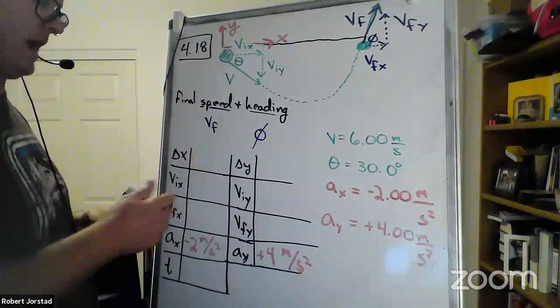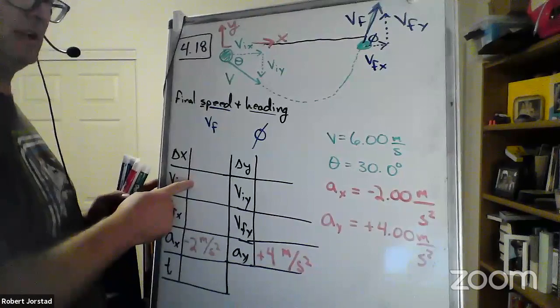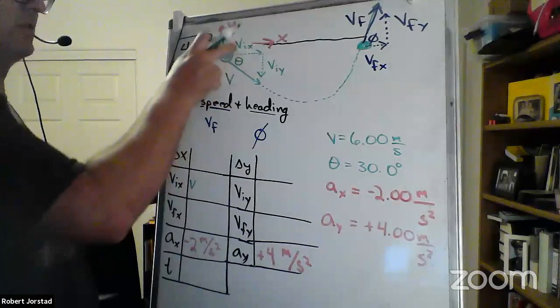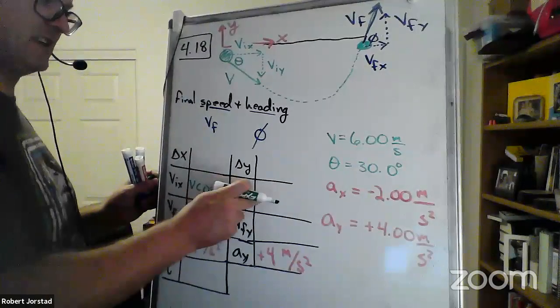Yep. How would I get v initial x? You don't have to tell me the number. How would I get it? Let me see. Is it adjacent or is it opposite? Adjacent. So it'll be v cosine 30. Excellent. And then what would v initial y be? V sine 30. Nope. It's a negative v sine 30. Close. Ooh, nice. You see, I'm trying to trick you.